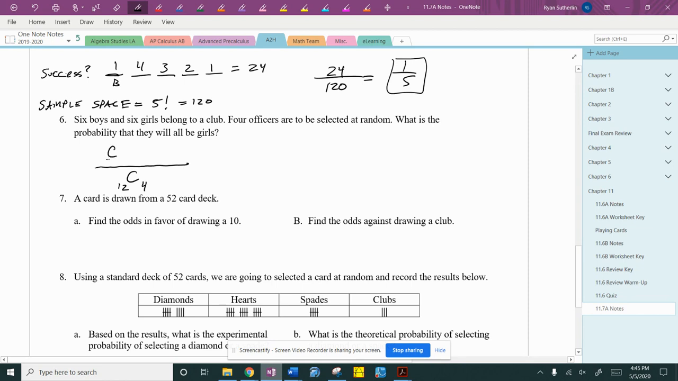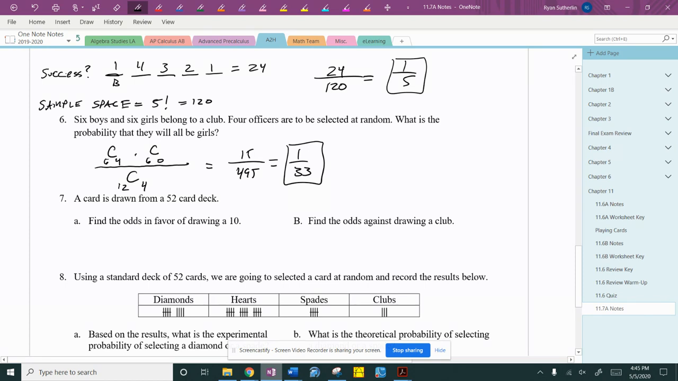So my success is, out of the 6 girls, I choose 4. Out of the 6 boys, I choose 0. And what we end up with is 15 over 495. And actually, if you type this into your calculator as you see it, it will take care of everything, reduce it to 1/33, like that.